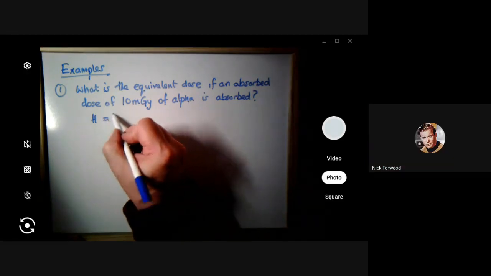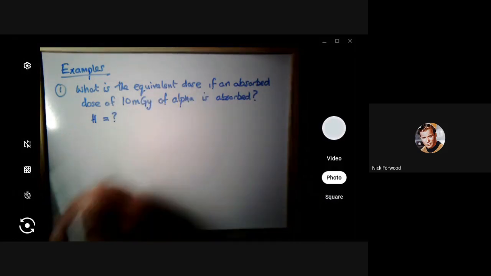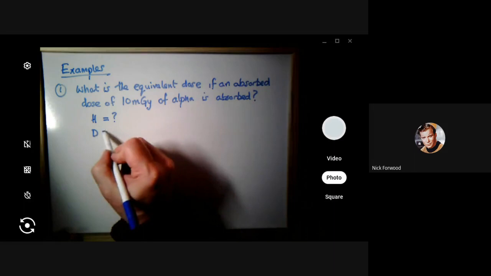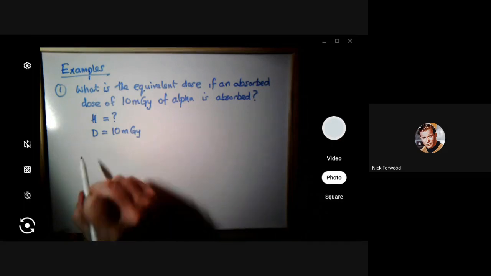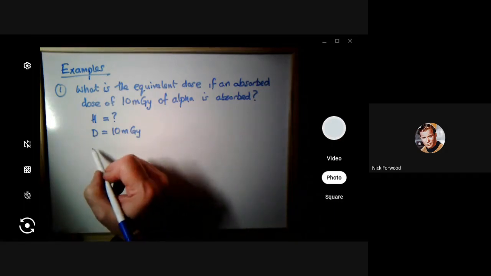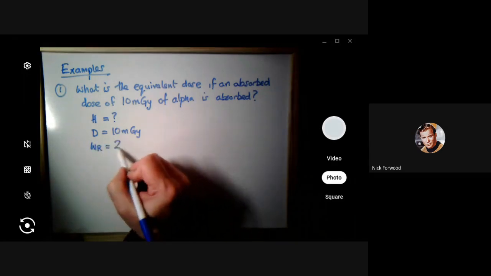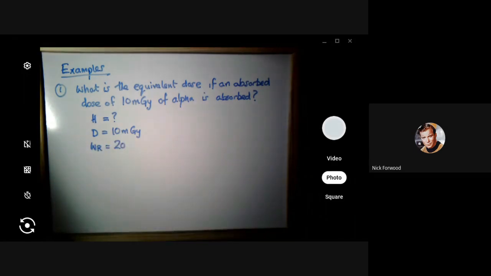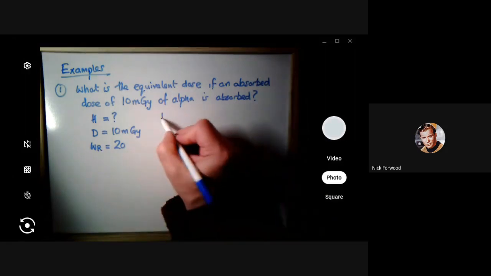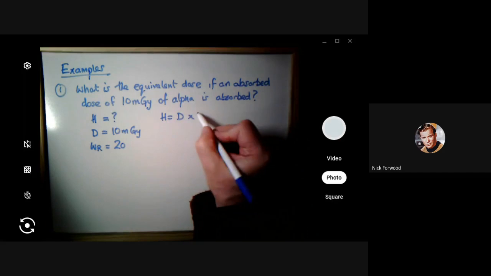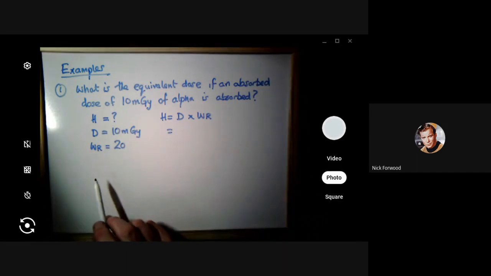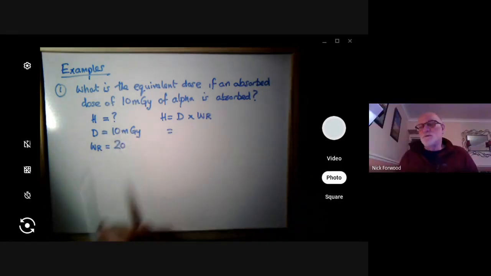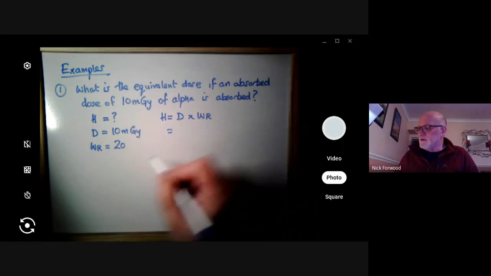What's the equivalent dose? I don't know what the equivalent dose is, so I'll put H is a question mark. I'll put D is the absorbed dose, which is 10 milligrays. And I know that the radiation weighting factor for alpha is 20, because we've already got that in our table. Okay, so what do we do? We do the formula H equals D times WR. And I'm not going to change the units here. I'm just going to keep this very, very simple. And I'm going to leave the milli there. I'm not going to divide by 1,000 or multiply by 10 to the negative 3. I'm just going to leave it as that, just so you get an idea of what's going on here.